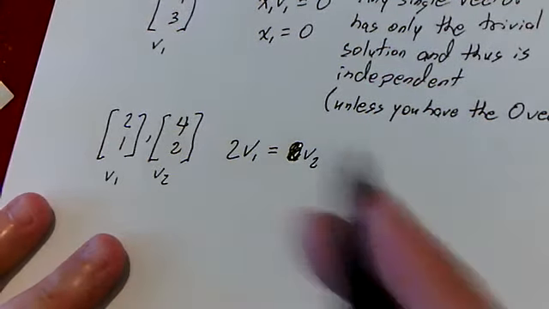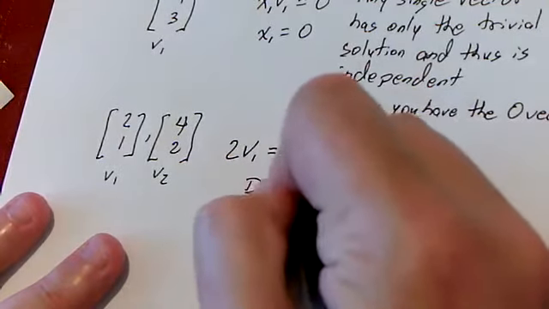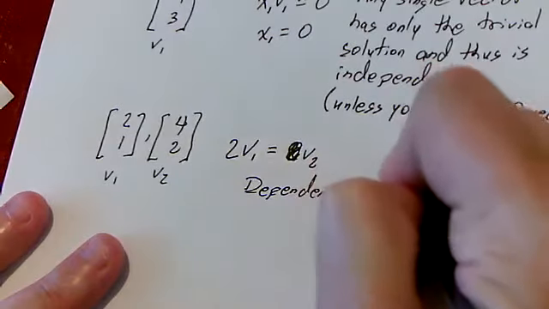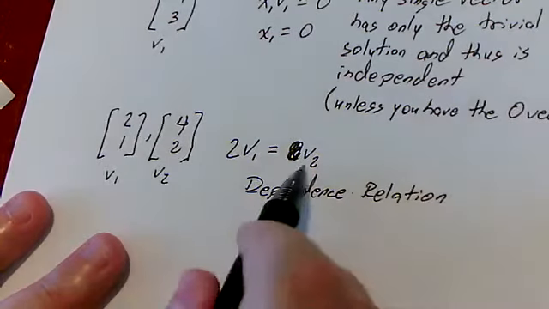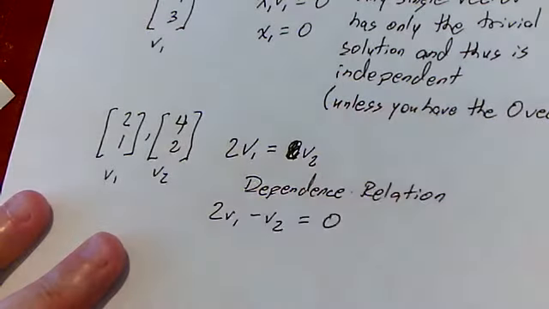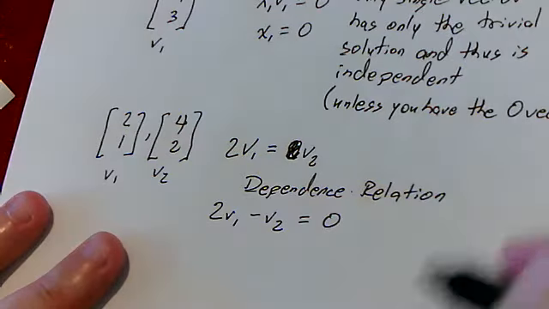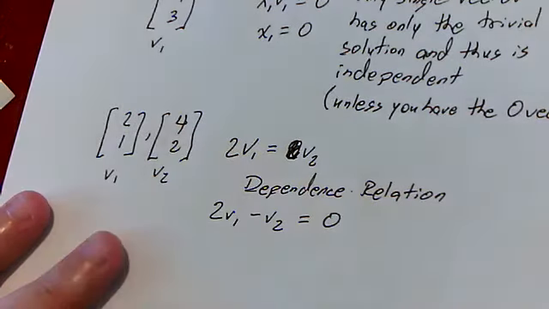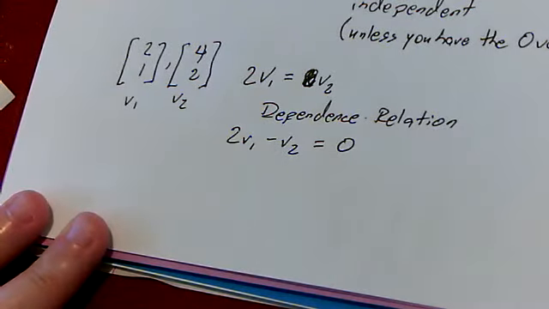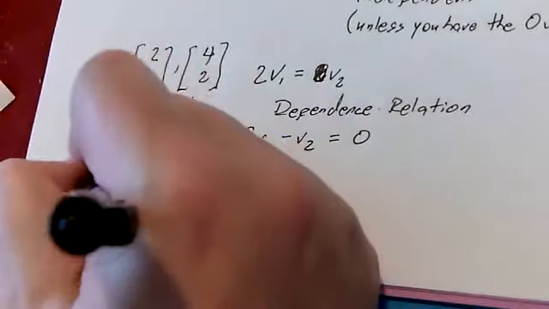Hey, that relationship should be evident. And so this is a dependence relation, right? I have my two vectors set equal to each other. If I subtracted V2 to the other side, I would get it to look like a homogeneous system. Okay? So that is a dependent system. So if you have two vectors and they're multiples of each other, that gives you a dependence relation. That actually tells you the dependence relation, and that tells you that those vectors are dependent.